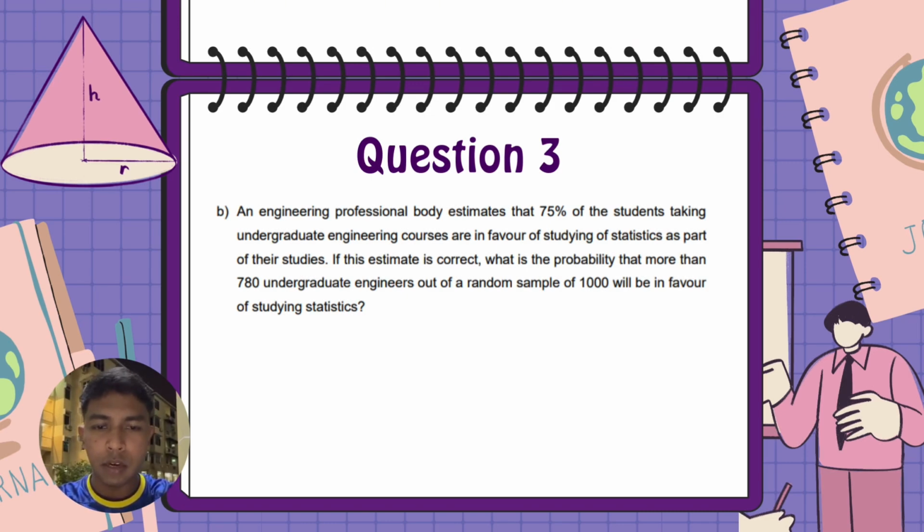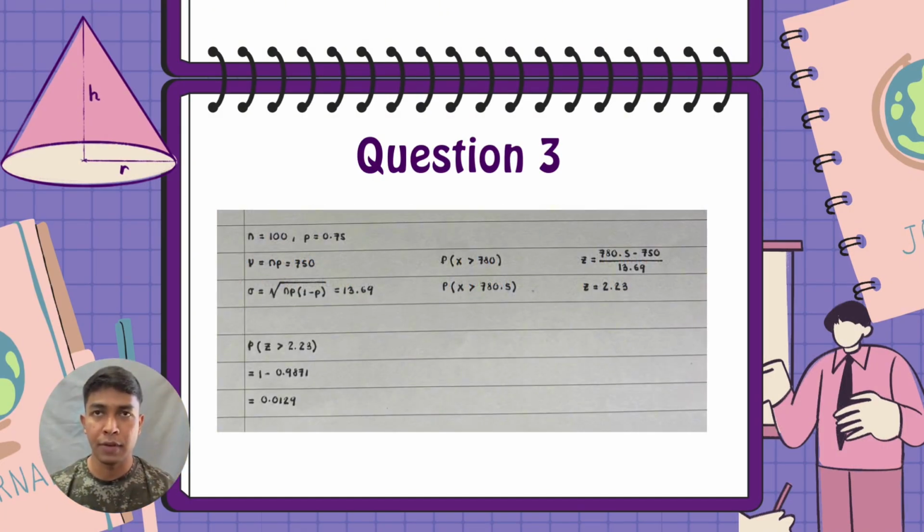Question 3B. An engineering professional body estimates that 75% of the students taking undergraduate engineering courses are in favor of studying statistics as part of their studies. If this estimate is correct, what is the probability that more than 780 undergraduate engineers out of a random sample of 1000 will be in favor of studying statistics? Okay, for part B, we are given that 75% of students are in favor of studying statistics with a sample size of 1000. This is a binomial distribution, but since the sample is large, we use the normal approximation. The mean is equal to 750 and the standard deviation is 13.69.